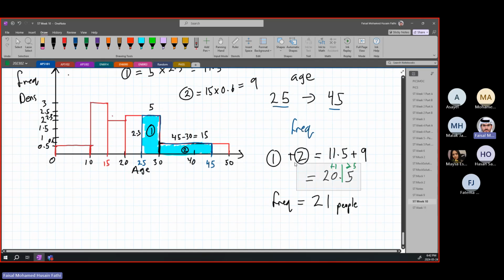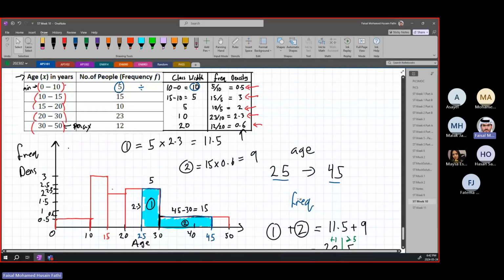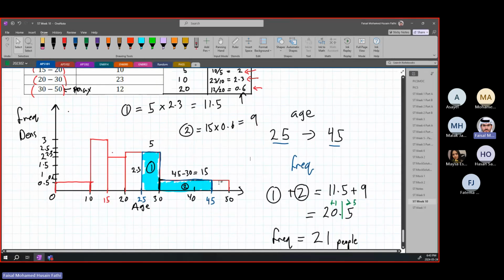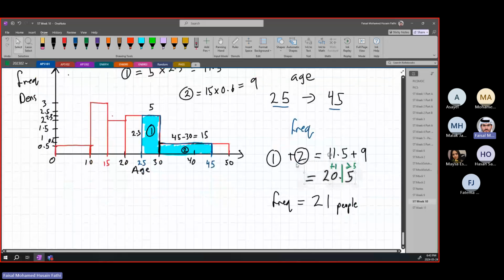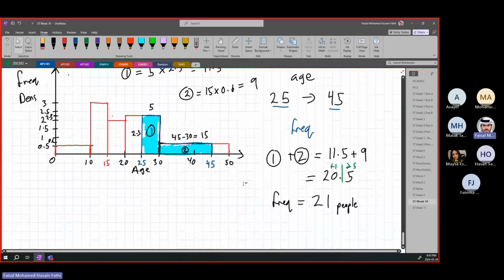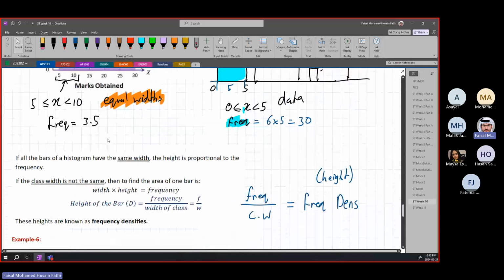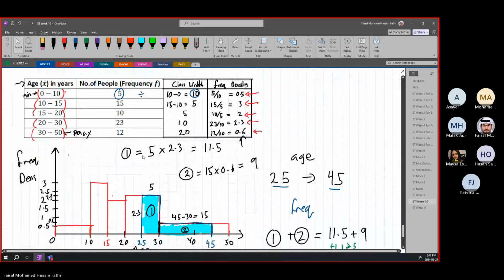Why do we get a value in decimal points? Because we do not actually know how many people are exactly at the age of 25. We know the range is only from 15 to 20, 20 to 30, and 30 to 35. We don't have these specific ranges identified, so we don't have the exact data of those specific people. That's why you're going to get a rough estimate. Even in the question, it says estimate the number. All right. And this is how you would find the frequency using a histogram.